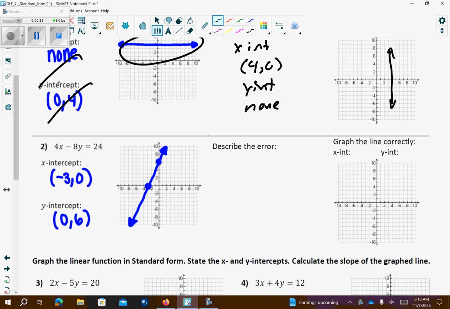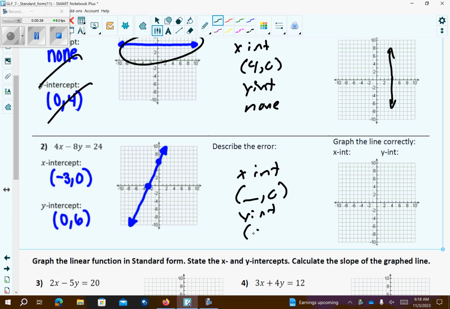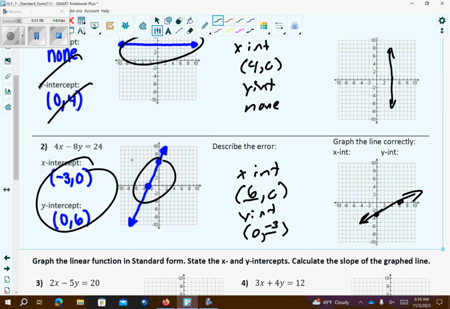Next one, we're going to do the x-intercept first, which is blank comma 0. The y-intercept, which is going to be 0 comma blank. So if we cover this y value, 4 times what number is equal to 24? And that would be 6. So we'd get 6 comma 0 right there. And then if I plug this x value in, negative 8 times what number is 24? That would be negative 3, because negative 8 times negative 3. So 0, negative 3 is right here. Connect our dots. So they flip-flopped those. That was the error, which made the graph incorrect.